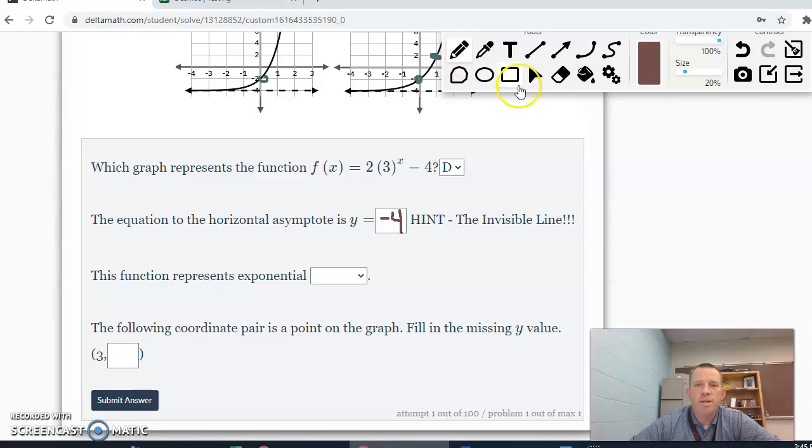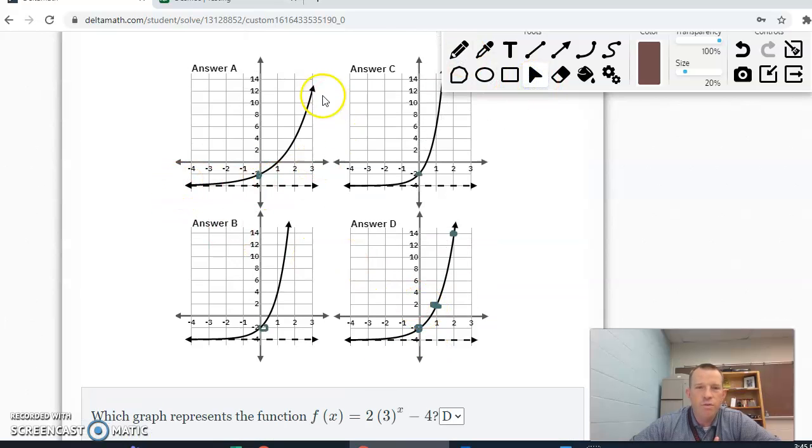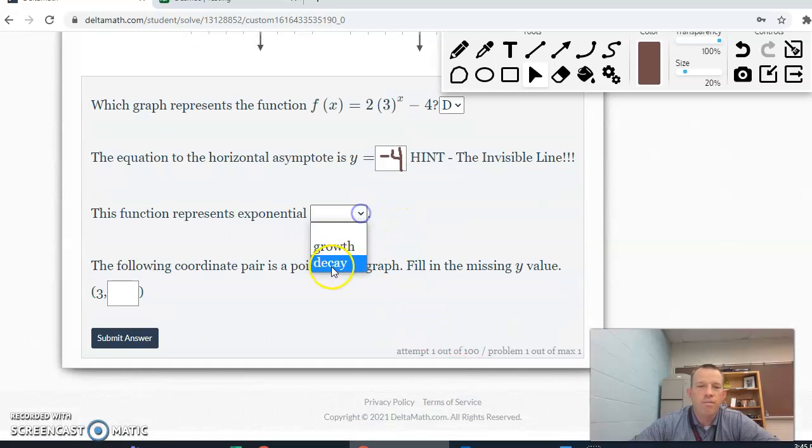And this function represents, well, does it represent growth or decay? Well, remember, we read from left to right. And if the graph is going uphill, which the one we chose, answer D, is going uphill, all of them are, but it means it's growth.